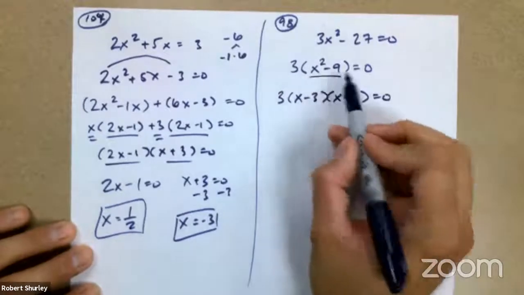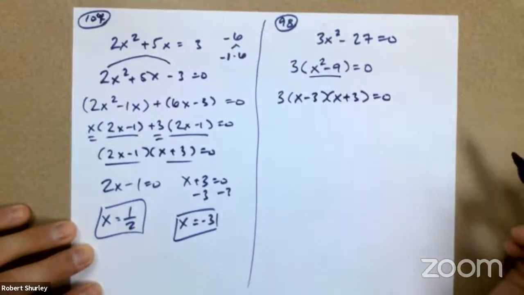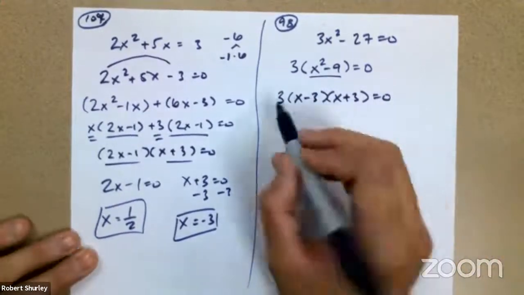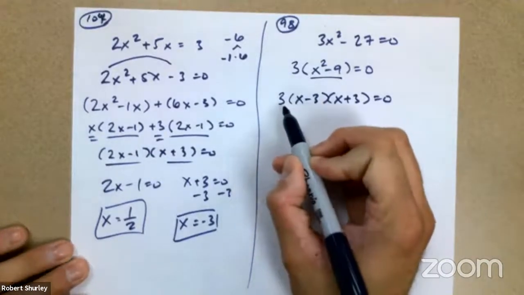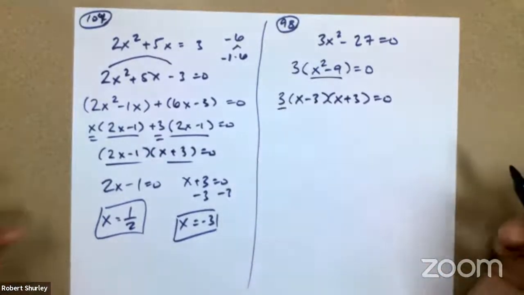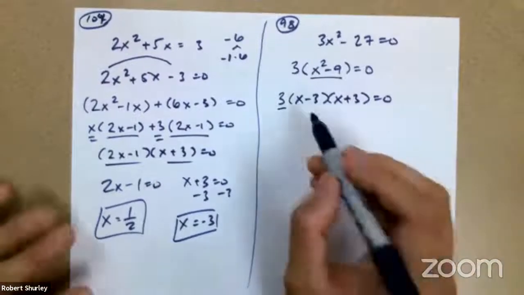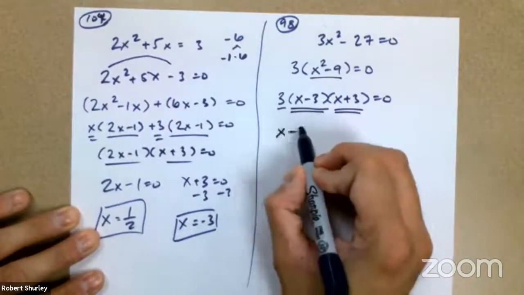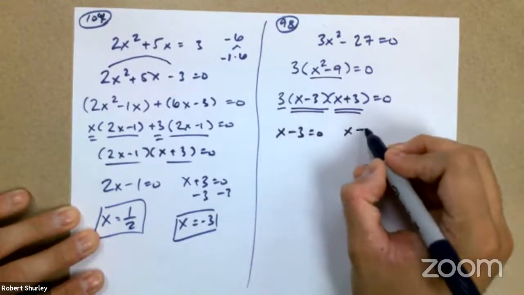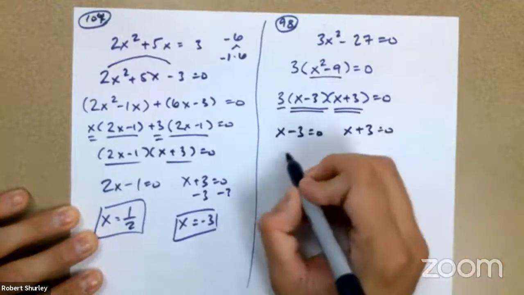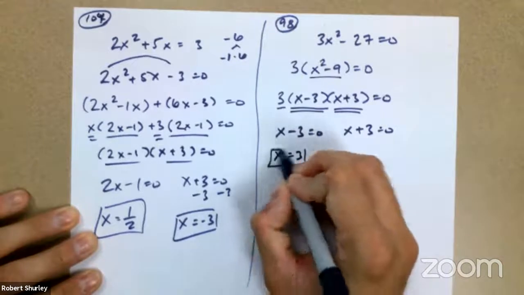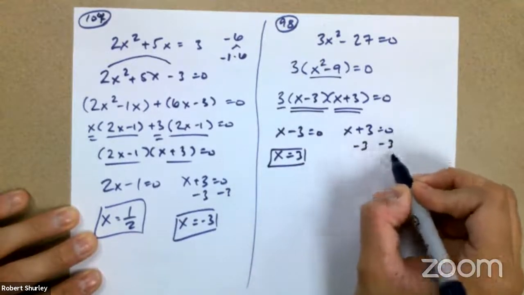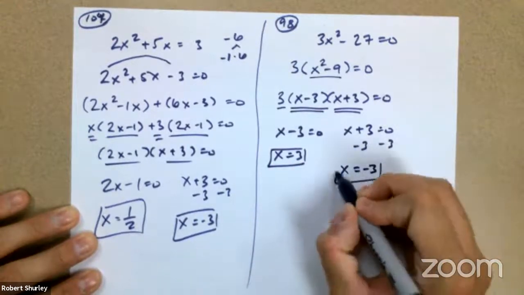This is called difference of squares. It's a special kind of trinomial. It's really a binomial. Now, the 3 out here doesn't matter with solving because it doesn't have an x. The only factors that matter are the ones with x's. So we set those equal to 0. Move the 3 over, we get x equals 3. Subtract the 3 over, we get x equals negative 3.